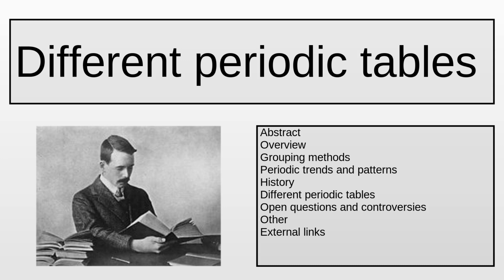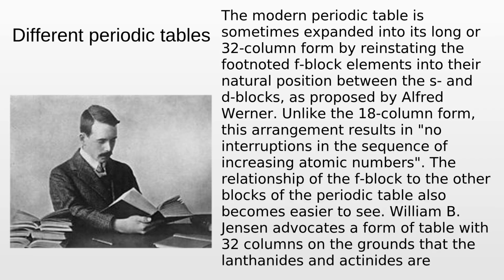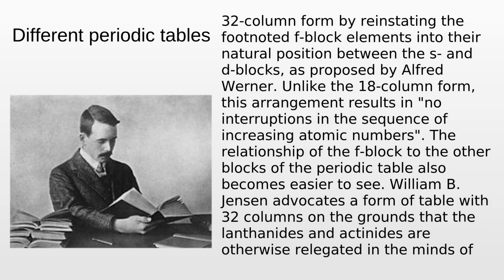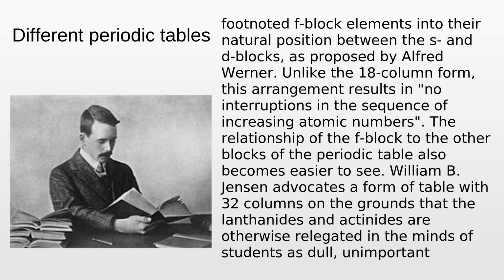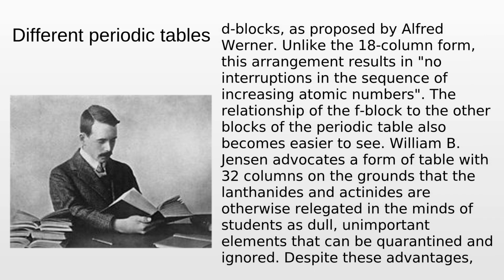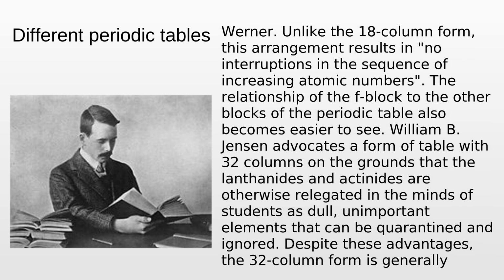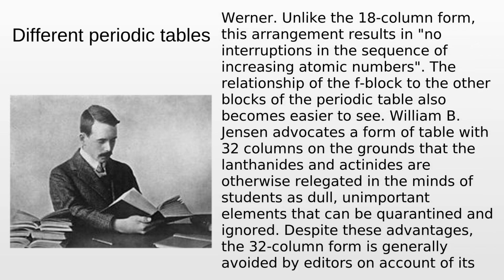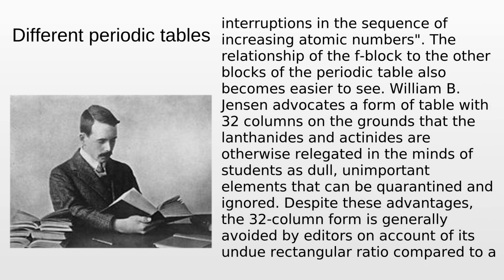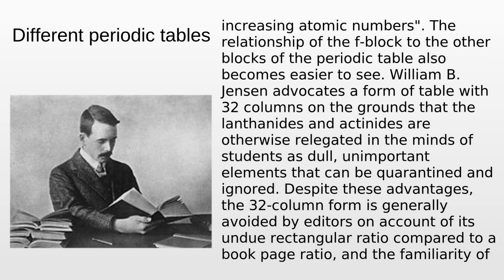Different periodic tables. The modern periodic table is sometimes expanded into its long or 32-column form by reinstating the footnoted f block elements into their natural position between the s and d blocks, as proposed by Alfred Werner. Unlike the 18-column form, this arrangement results in no interruptions in the sequence of increasing atomic numbers. The relationship of the f block to the other blocks of the periodic table also becomes easier to see.